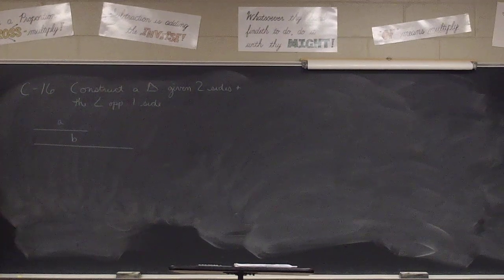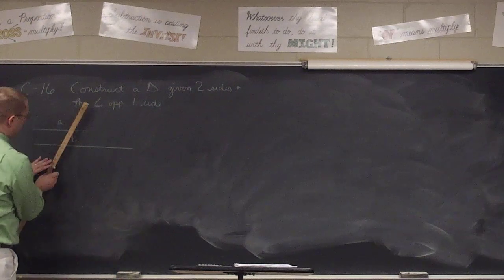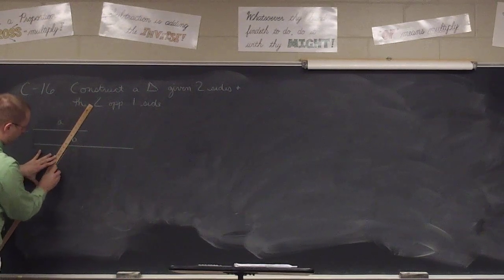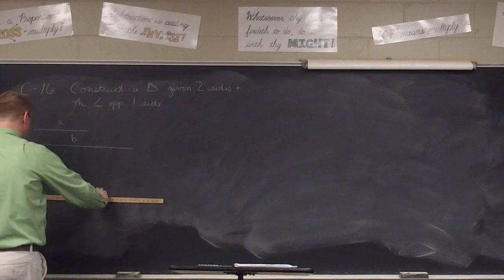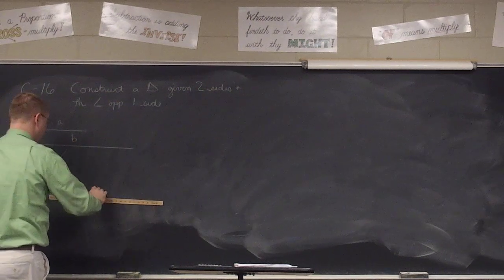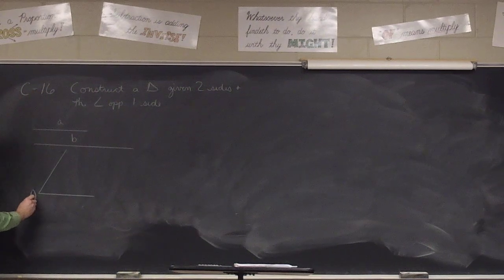Let's go ahead and draw an angle. Let's make it an acute angle. And let's call this acute angle, angle A. So give yourself a little side A, a big side B, and an acute angle, which we will call angle A.